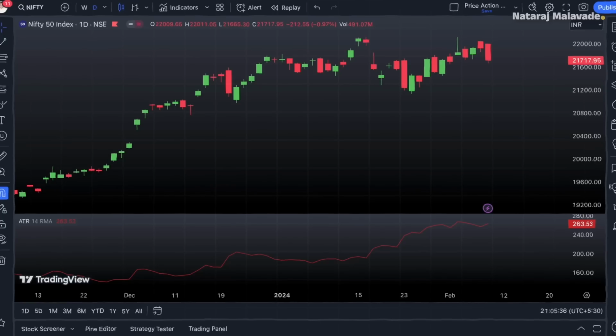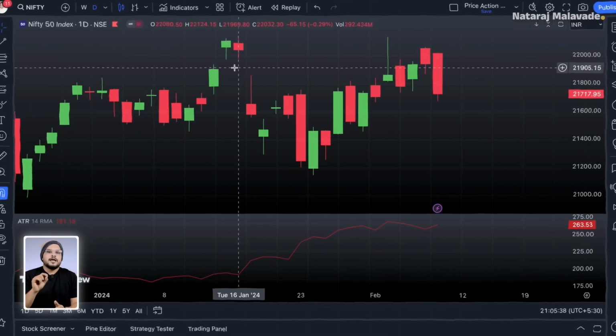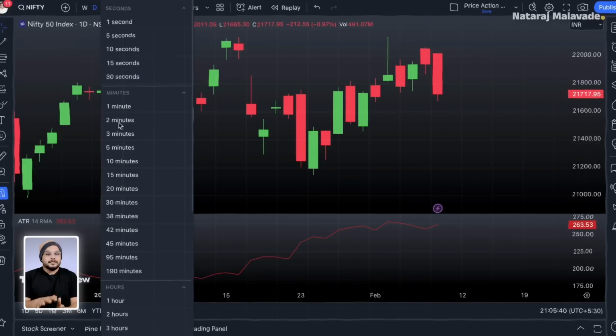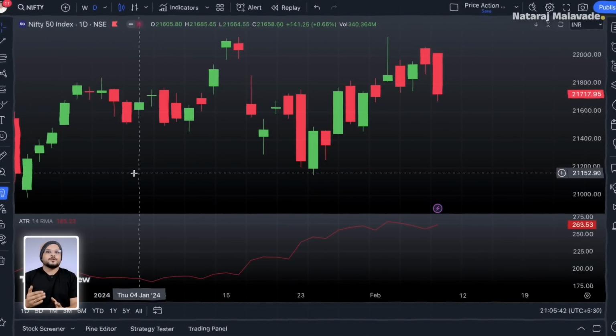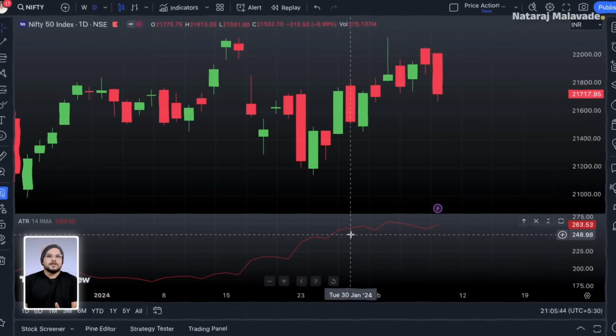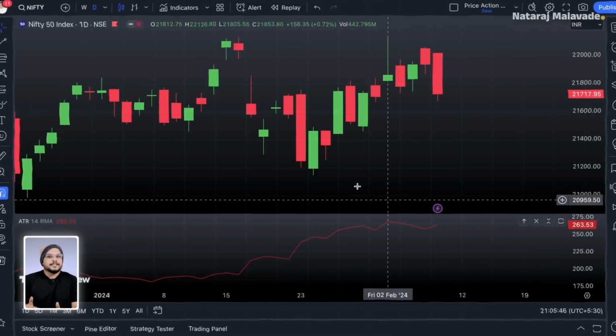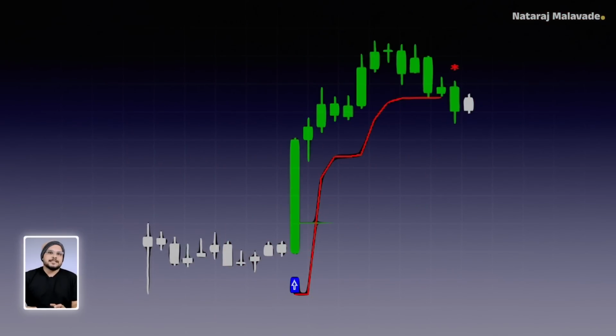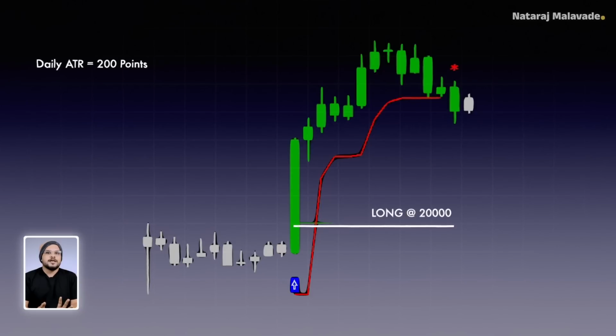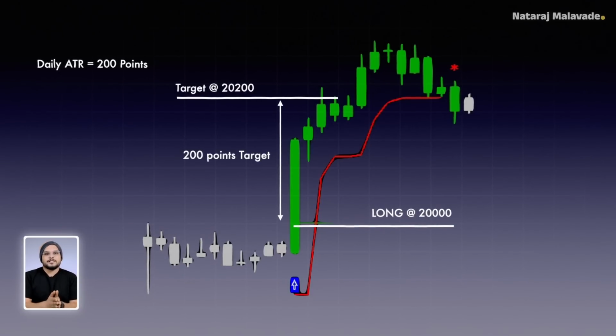To set a target in intraday trading, we use the daily ATR value. For example, on tradingview.in, you can add a simple ATR indicator, but this time instead of the 30-minute time frame, we are looking into the daily time frame. Let's say you plan to trade tomorrow, you would check today's ATR value. Assume in this case, yesterday's ATR was around 200 points, approximately, in Nifty. If today you enter long at 20,000, you can directly set a target of 200 points. So making your target at 20,200 makes sense for that particular day.